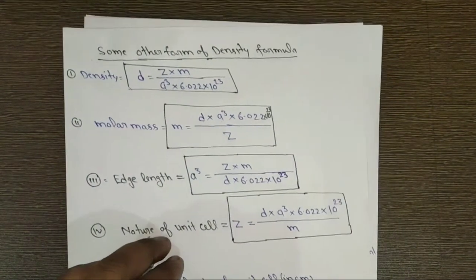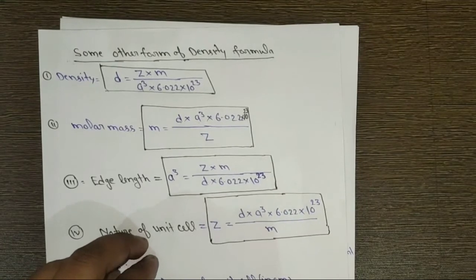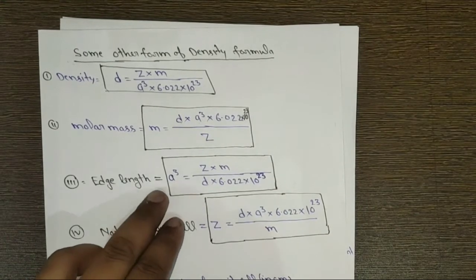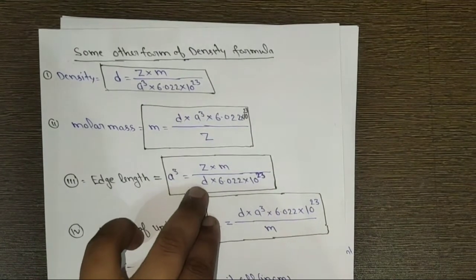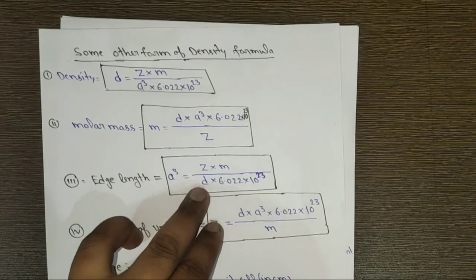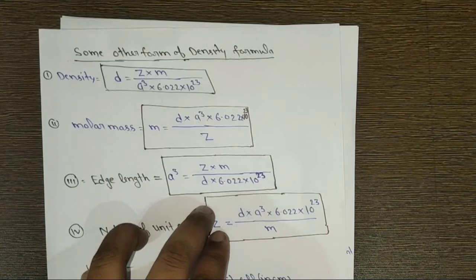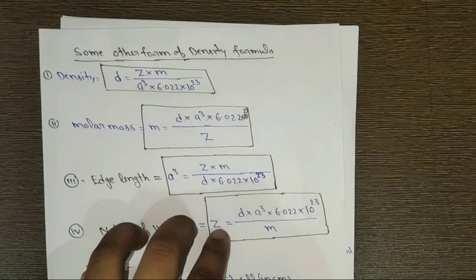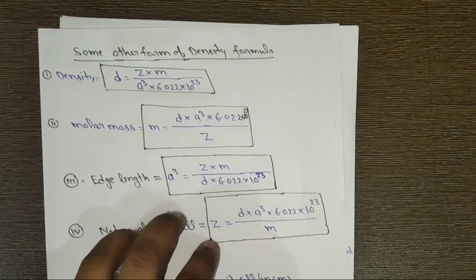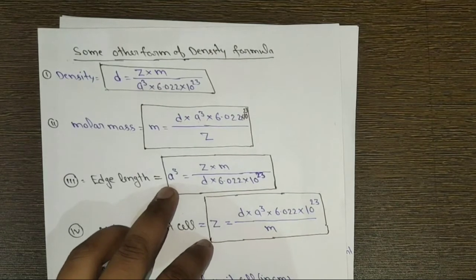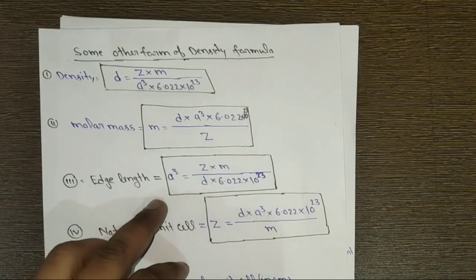Next, we can calculate the edge length a. a cubed equals Z into M upon density into 6.022 into 10 to the power 23. Then we calculate the cube root of a cubed, and then we have the edge length a.